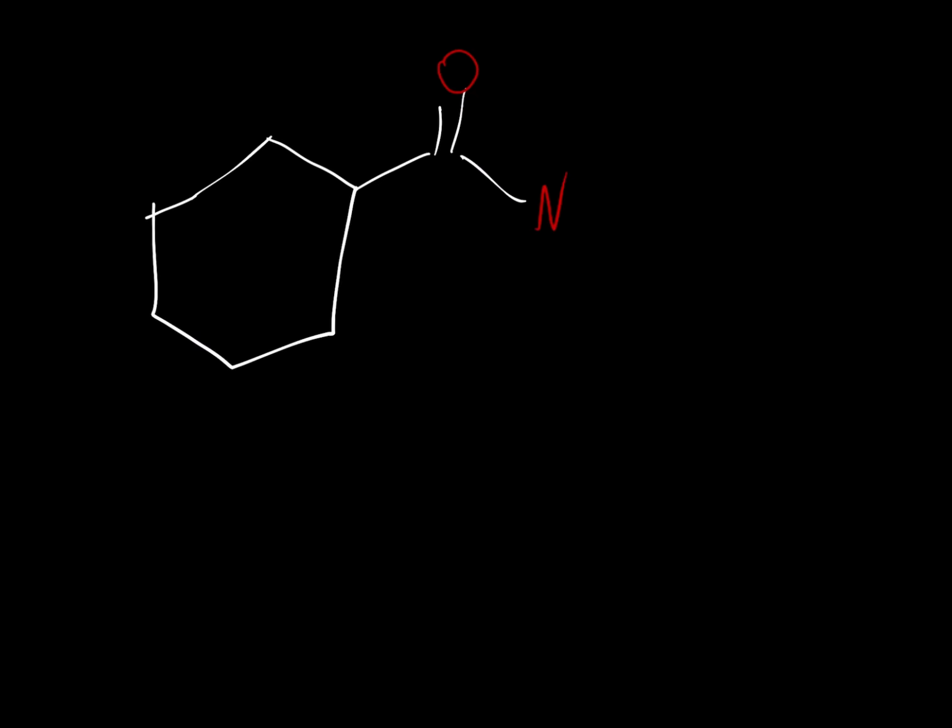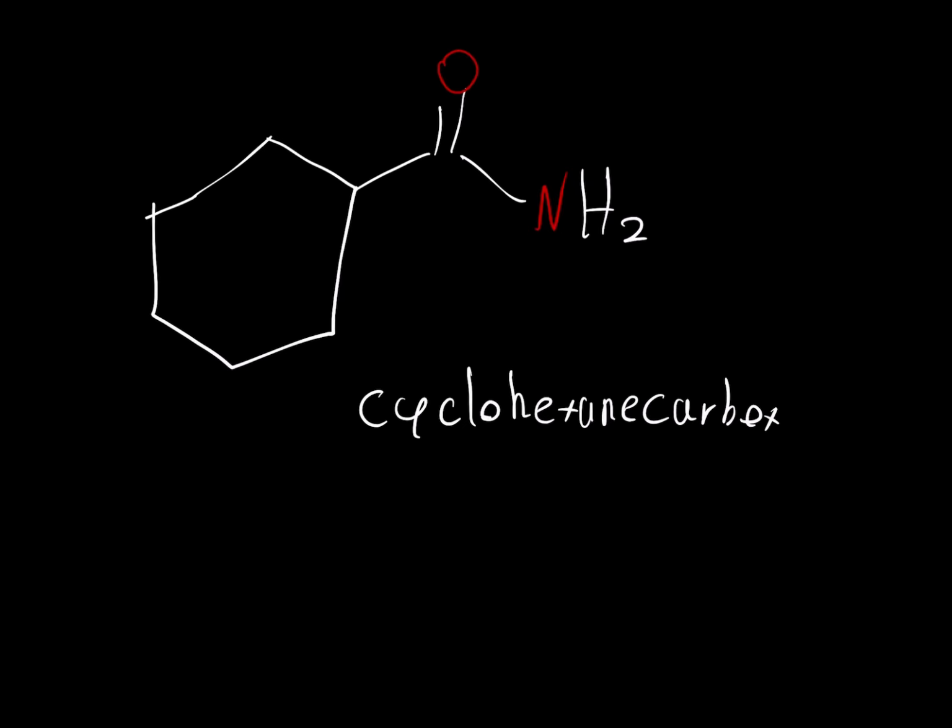Let's move on to our next example. So in this case, what if we have a ring, a cyclohexane ring that is attached to an amide? What do we do in that case? Since this is cyclohexane, we're going to write cyclohexane and then carboxamide.